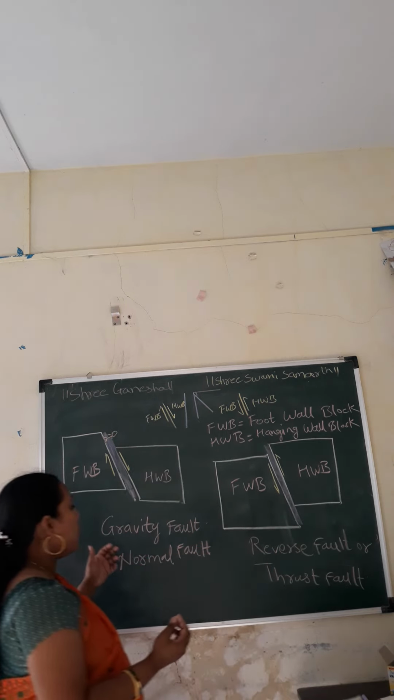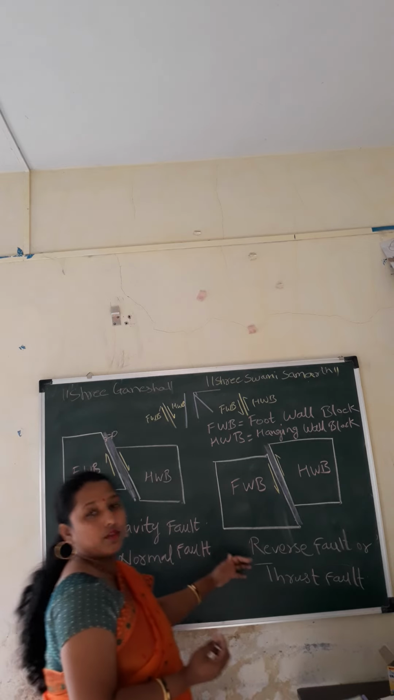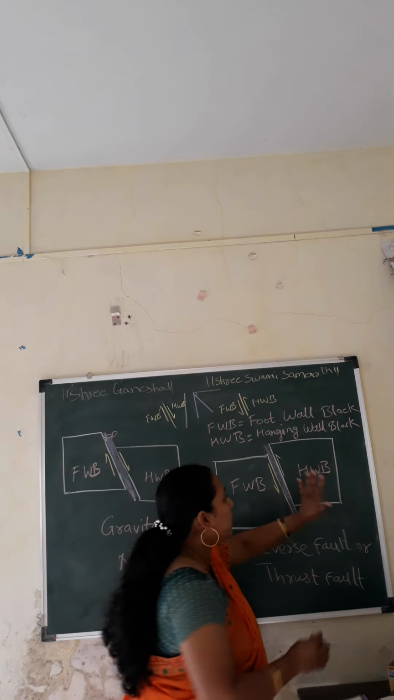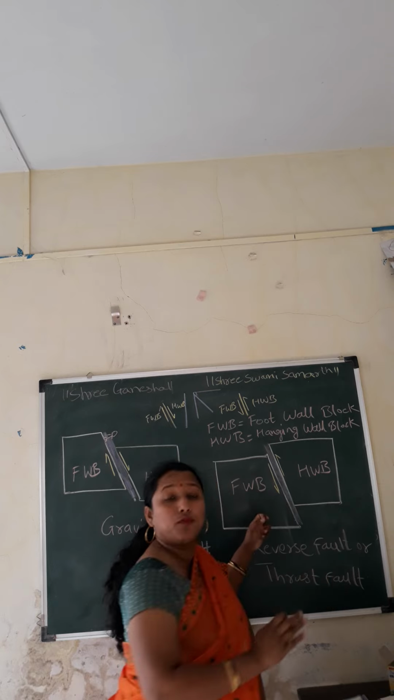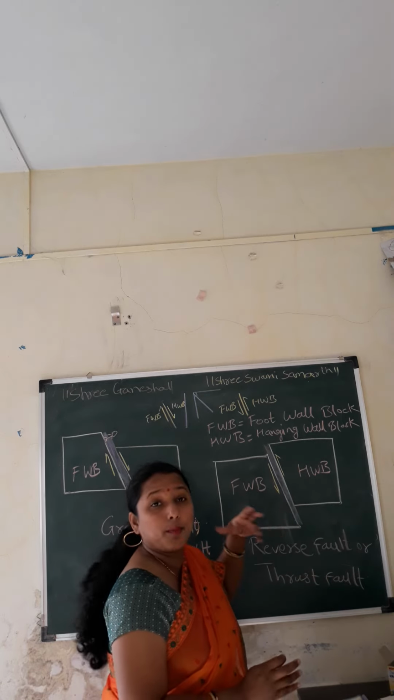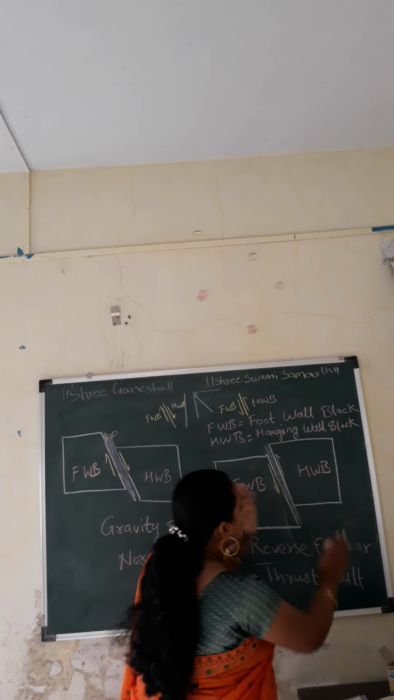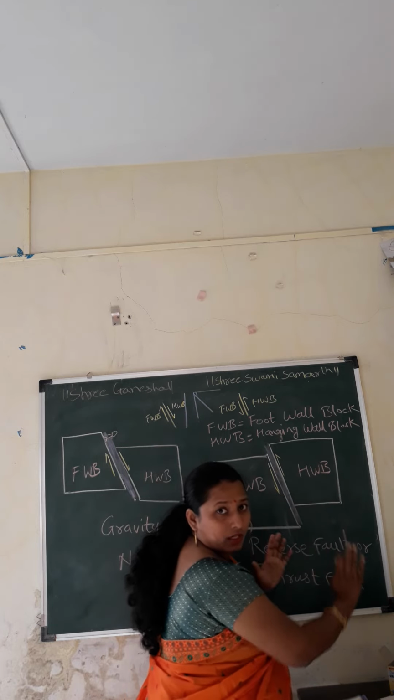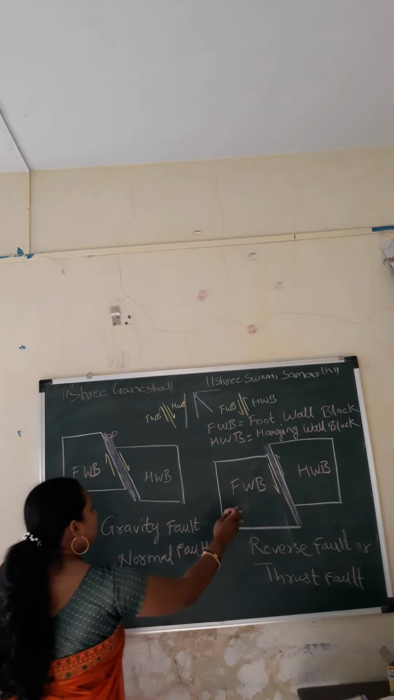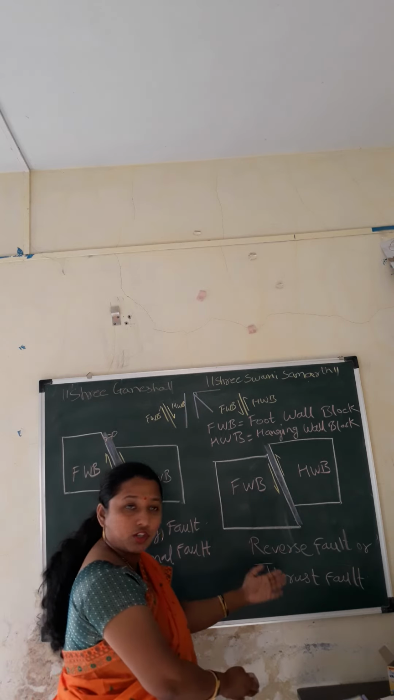that is, the normal or gravity fault and the reverse fault. Reverse fault is when the hanging wall block is pushed up with respect to the foot wall block, due to the pressures exerted on the hanging wall block such that it is being pushed up. Thrust given, therefore it goes up with respect to the foot wall block. That is what is reverse fault or thrust fault.